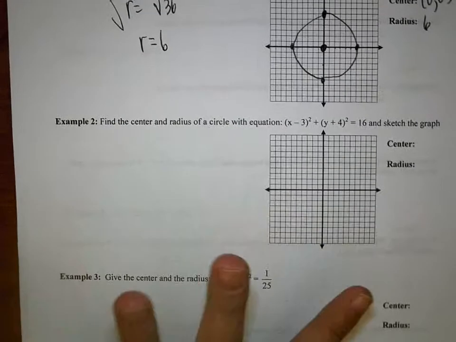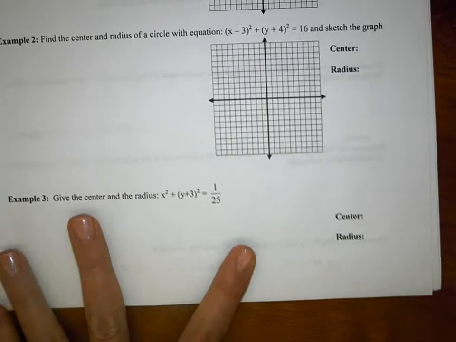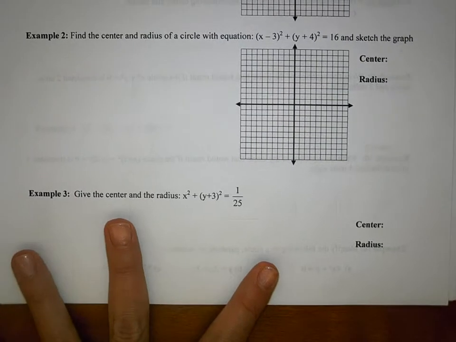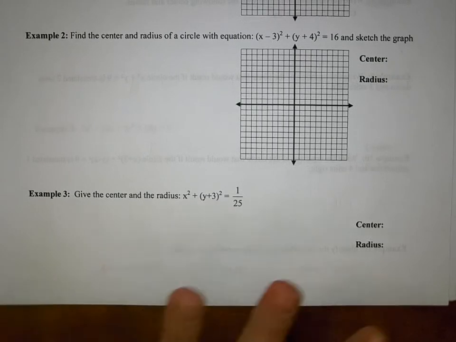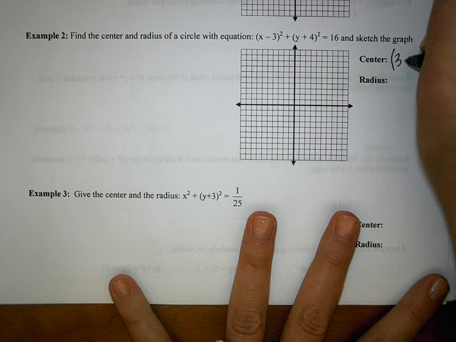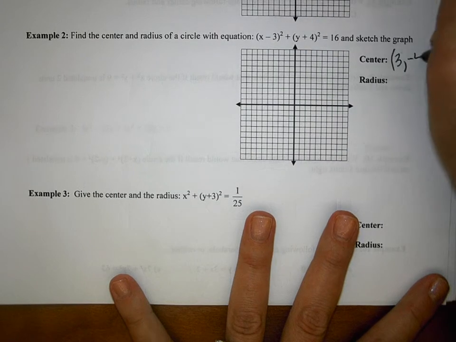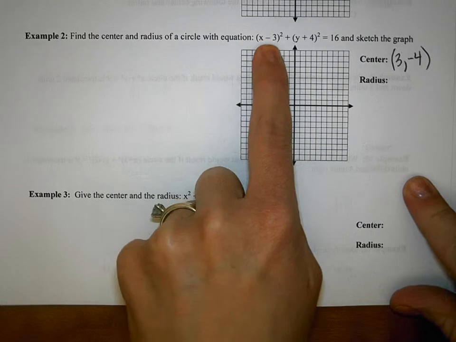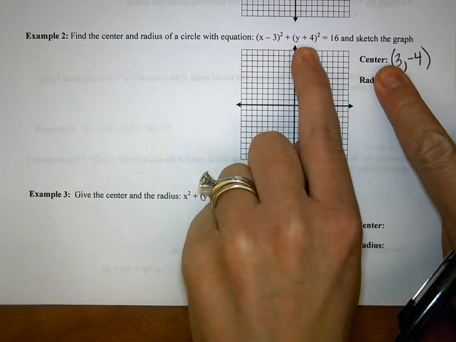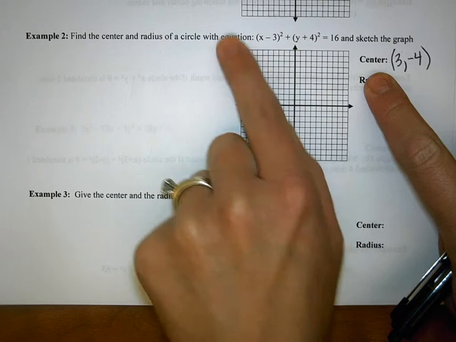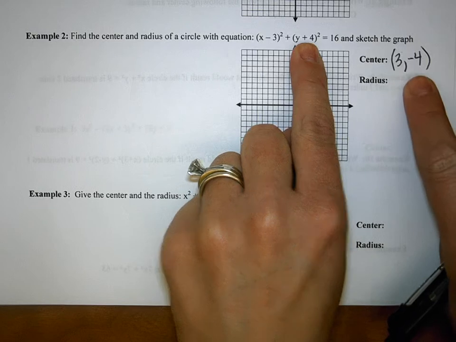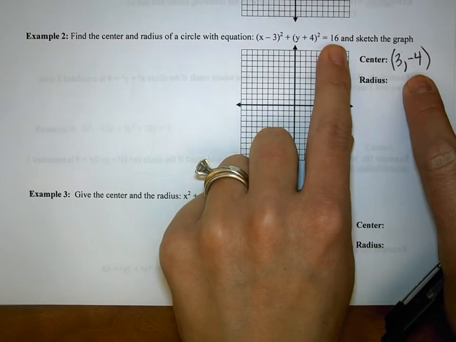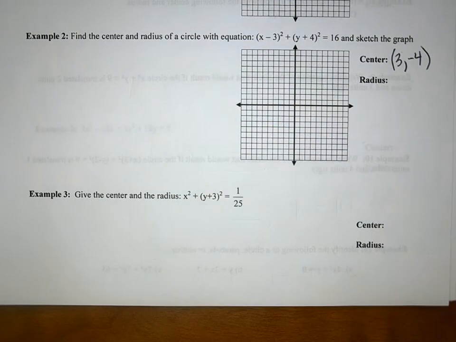Example 2. What would be your center for this circle? 3 for x and -4 for the y. Also notice that the x value of the center is with the x. The y value of the center is with the y. And remember, whatever's in parentheses, it becomes the opposite because you'd set it equal to 0, solve for that value.